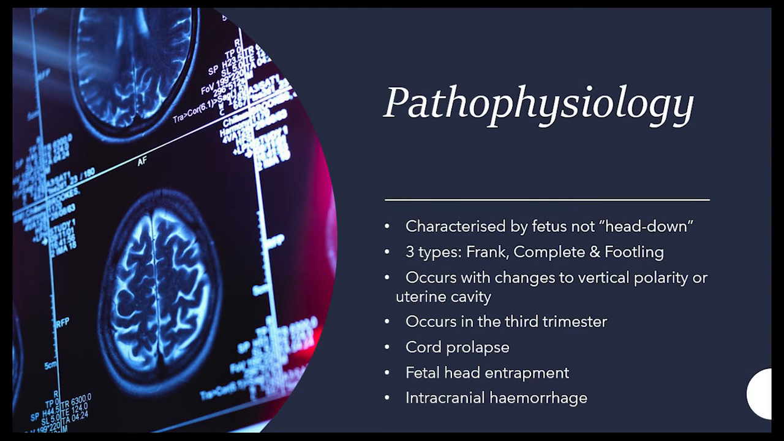So why does a breech presentation occur? They usually occur because of conditions that change the vertical polarity or the uterine cavity or affect the ease or ability of the fetus to turn into the vertex presentation during the third trimester. We will talk more about some of the risk factors associated with this in the next part.